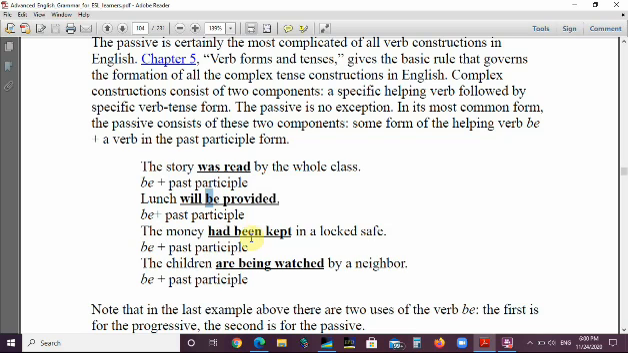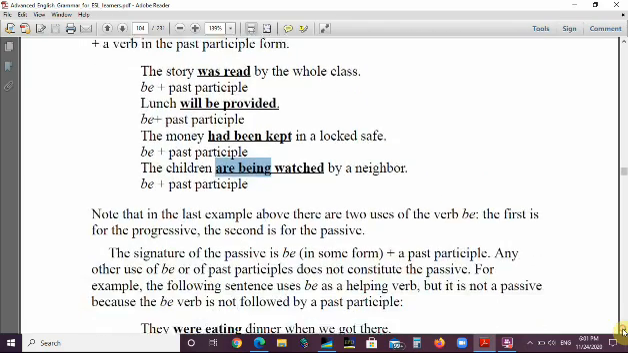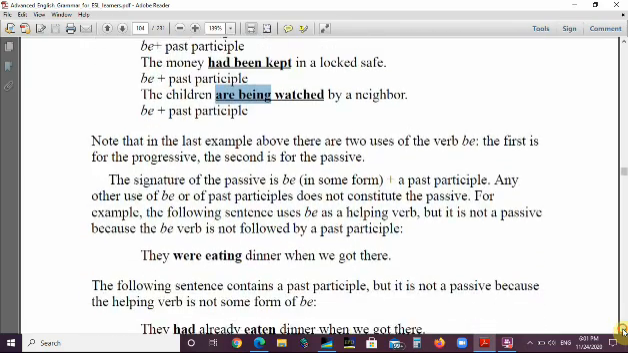The money had been kept. Again, this is past perfect passive, had been. This is the form of verb to be we have, been, because it comes after had, and kept, the past participle of verb keep. The children are being watched. We have two forms of verb to be, as you can see, which happens in progressive tenses. And watched is the past participle.